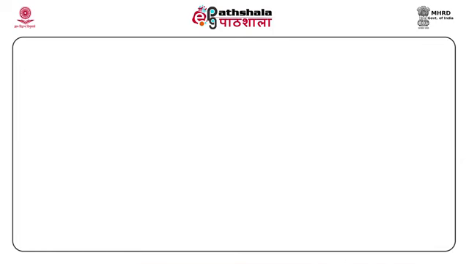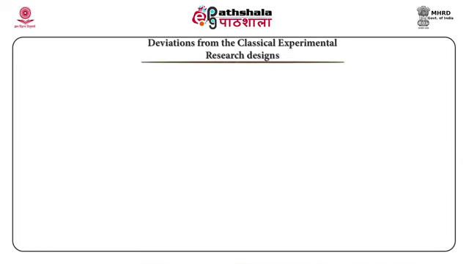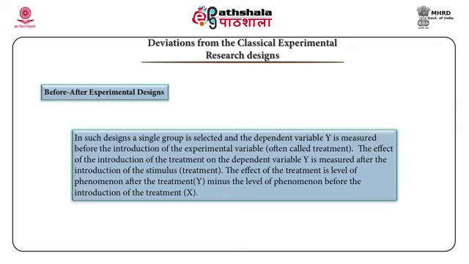Now, there are some deviations from experimental designs. The classical design, though it paved the road for experimentation in social science, has been joined by various other types that have been formulated at present. Before-after experimental designs. In such designs, a single group is selected and the dependent variable is measured before the introduction of the experimental variable. The effect of the treatment is the level of the phenomenon after the treatment, Y, minus the level of the phenomenon before the introduction of the treatment, X.